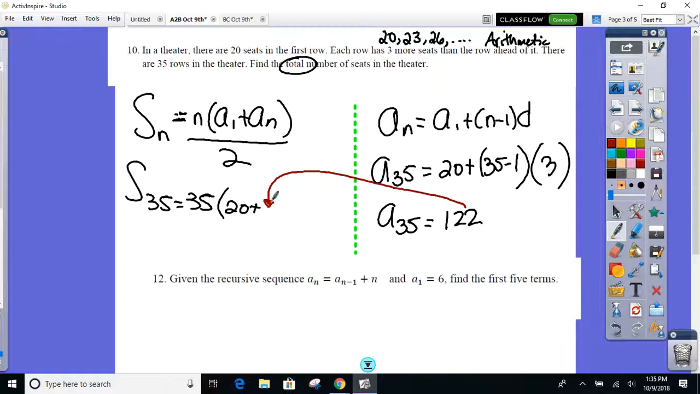And divide by 2. Total number of seats in the theater, 2,485. Pretty big theater.